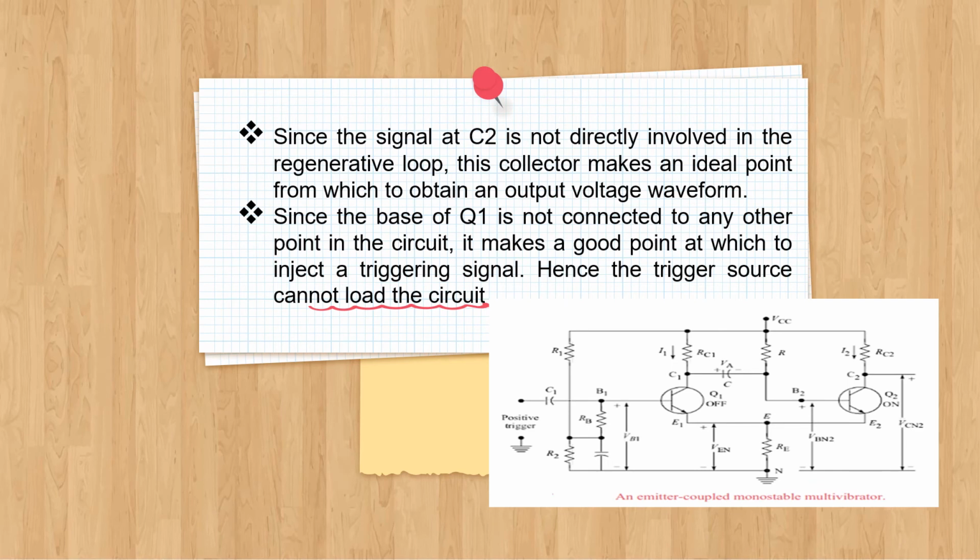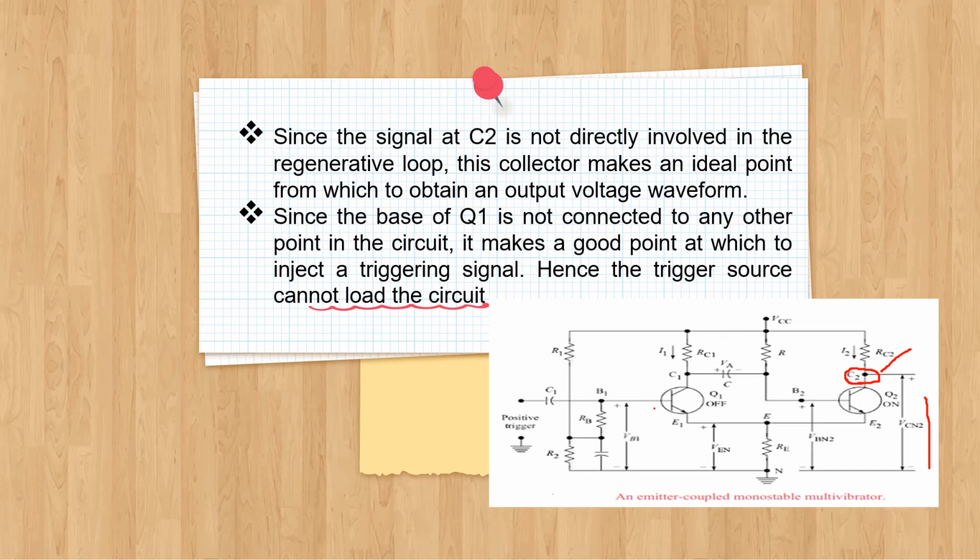Here the signal at C2, the collector of transistor Q2, is not directly involved in the feedback loop. This collector makes an ideal point from which to obtain an output voltage waveform VCN2. Here we can take the output voltage, and this output voltage is in turn used to drive other circuits.